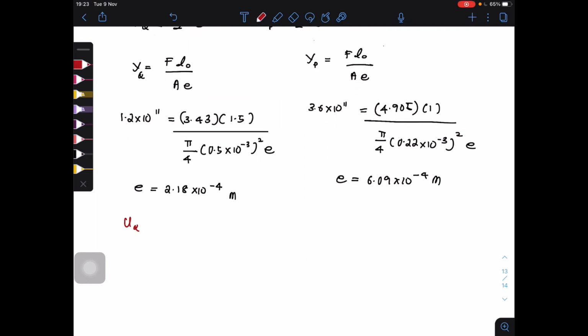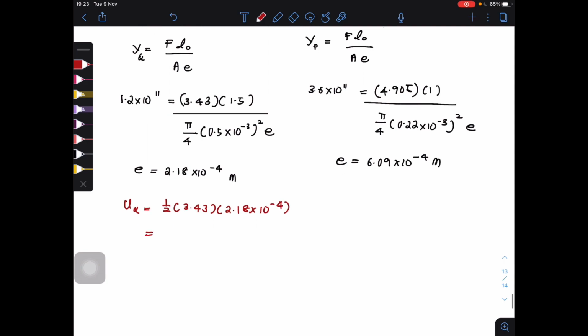Okay, so now kita sudah dapatkan elongation, so we can find this value for energy. So energy for Q 1/2 Fe. F tadi adalah 3.43 times with 2.18 exponent -4. So UQ is equal to 3.74 exponent -4 joule.